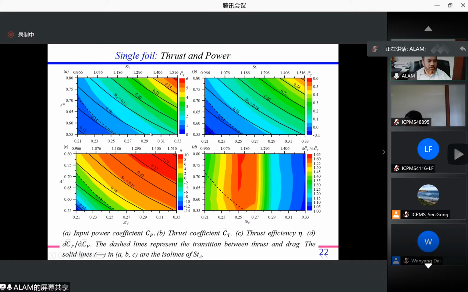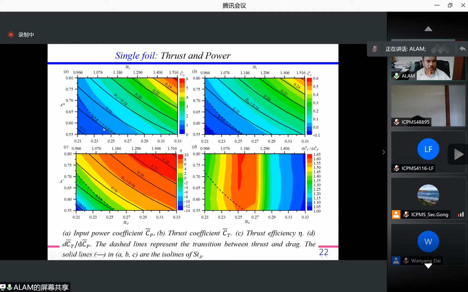These are the contour plots of CT and CP when we change the STD and STA. Here you will see the CP bar, the time mean power. We need higher power when we increase the STD or STA. Similarly, CT also increases when we increase the STD or STA, almost monotonically increasing. However, the efficiency is also increasing.